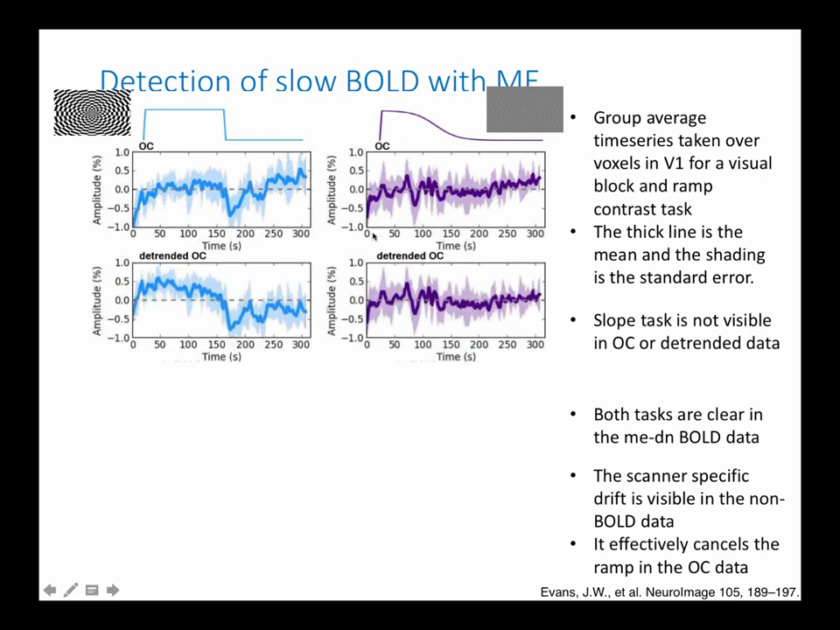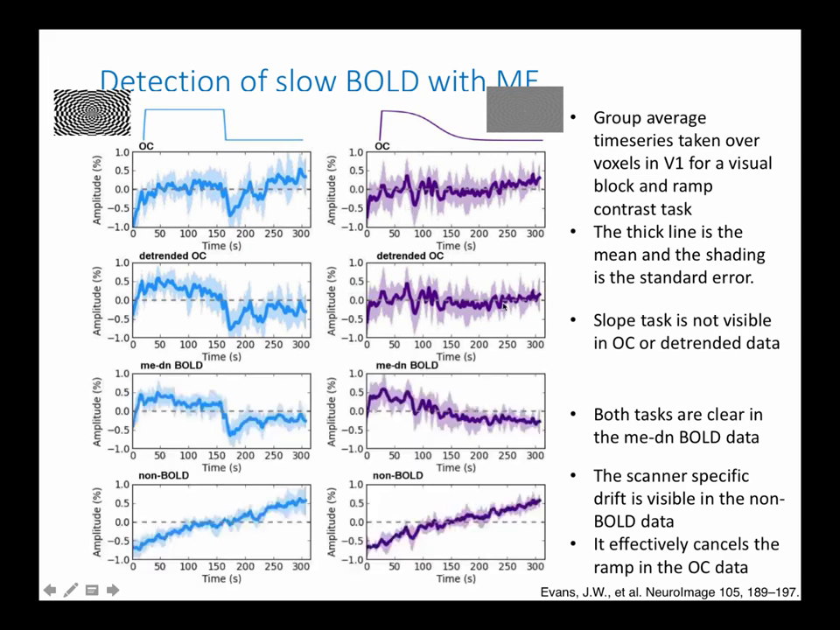Most people will detrend their data. You can take the trend out, so then the block looks perfectly nice. Of course, if you detrend a flat line, you still end up with a flat line. And of course, the denoising with the multi-echo works very well, so you can still see the block, and you can also see the ramp task. I'm showing you the non-BOLD data as well, just so that you can explicitly see the ramp. This negative slope plus the positive slope is giving you this zero slope that you weren't detecting.